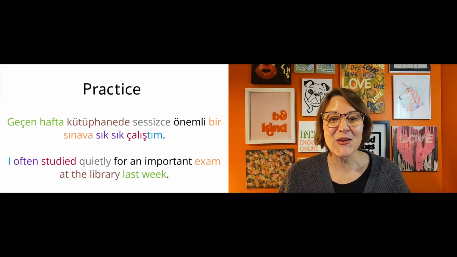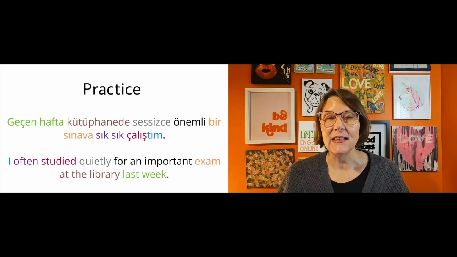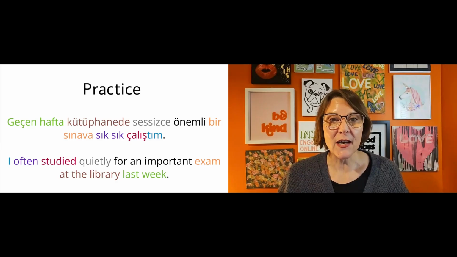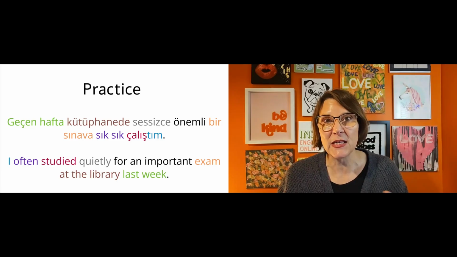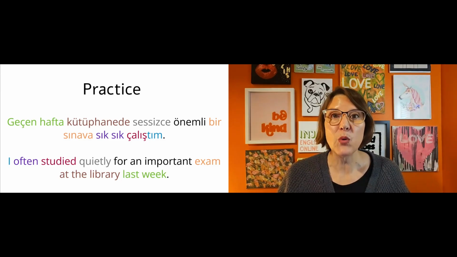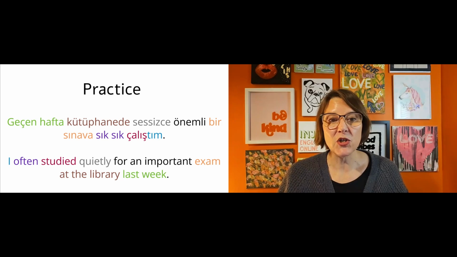When you look at this, you realize how opposite our word order is when we compare English and Turkish. We've got geçen hafta at the beginning and last week at the end. We've got the subject I at the beginning of the sentence, and we've got çalıştım, the verb and the subject, at the end of the Turkish sentence. When we look at important, we've got önemli bir sınava, important exam. We put the bir to reflect an or a. That's fairly close, but everything else is very different.